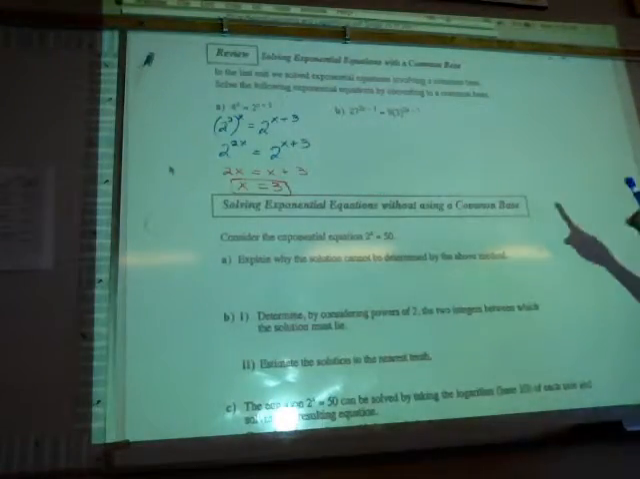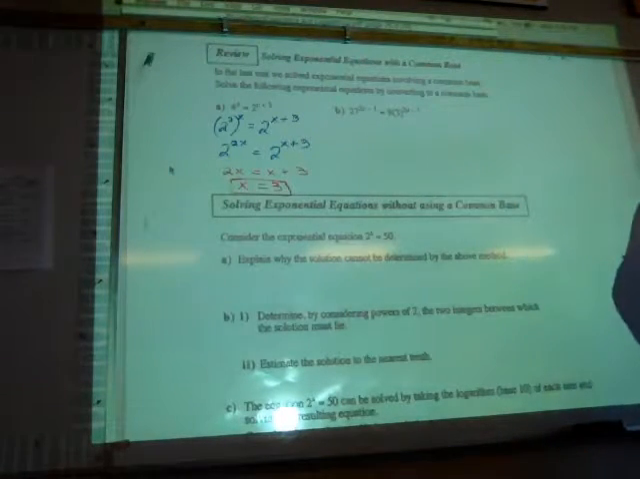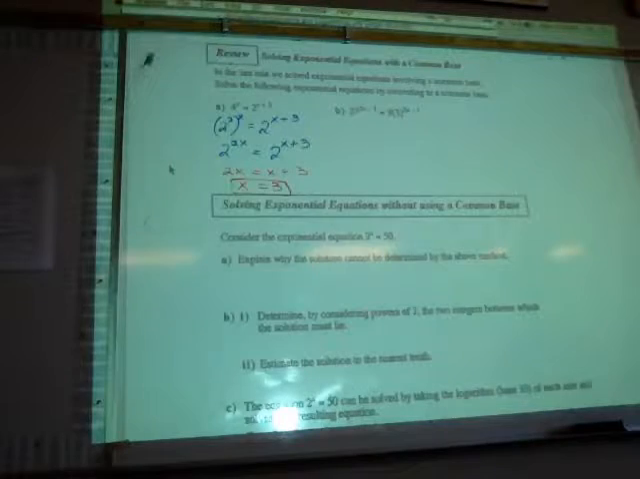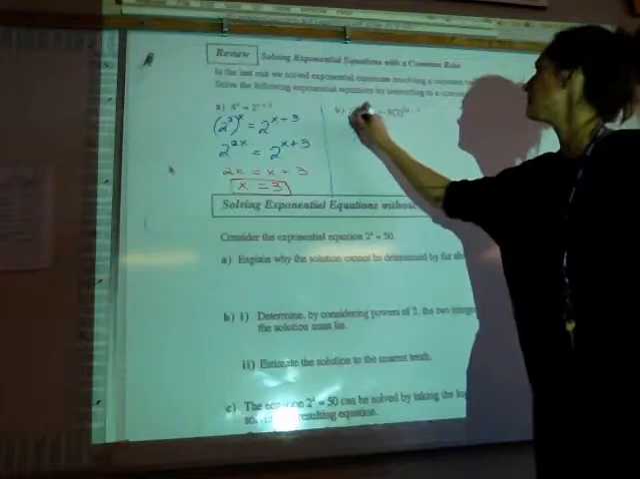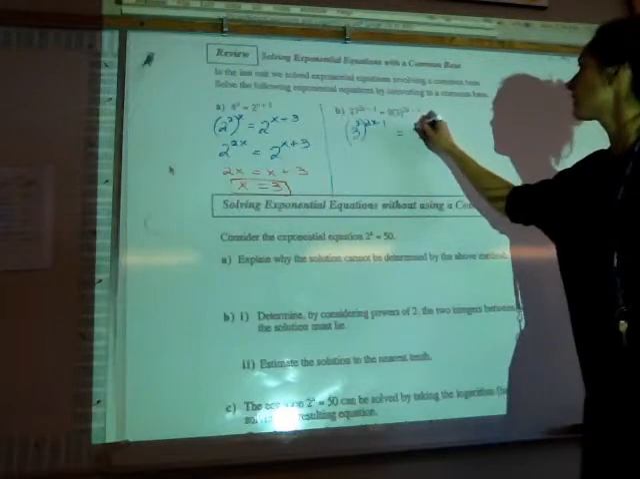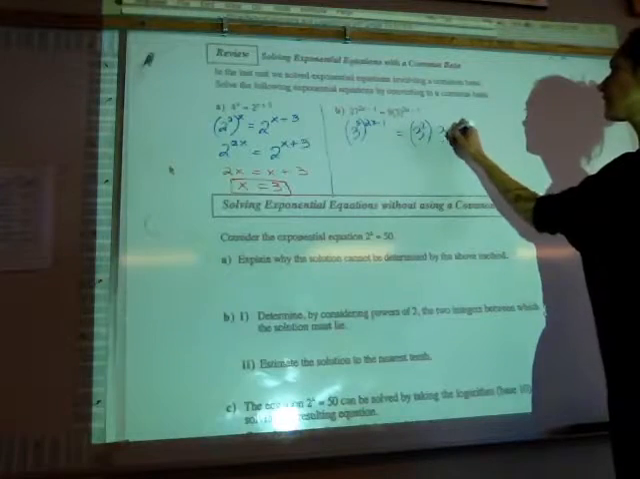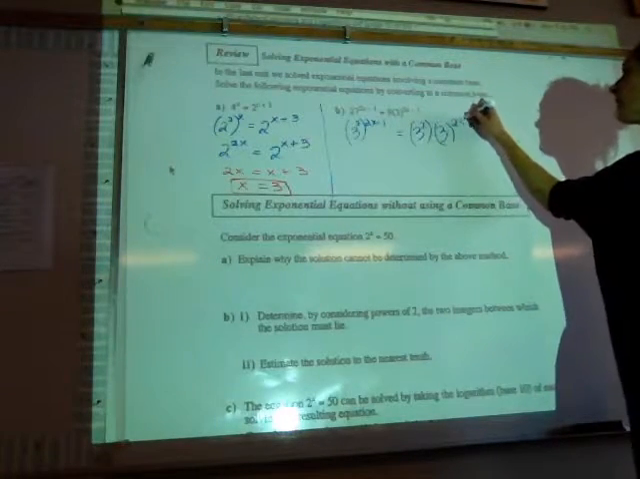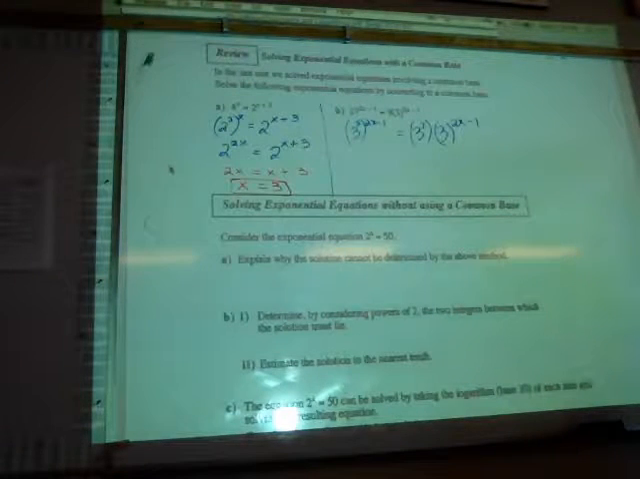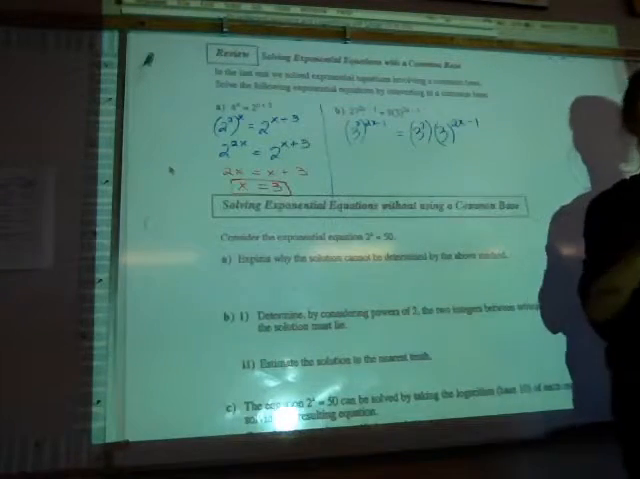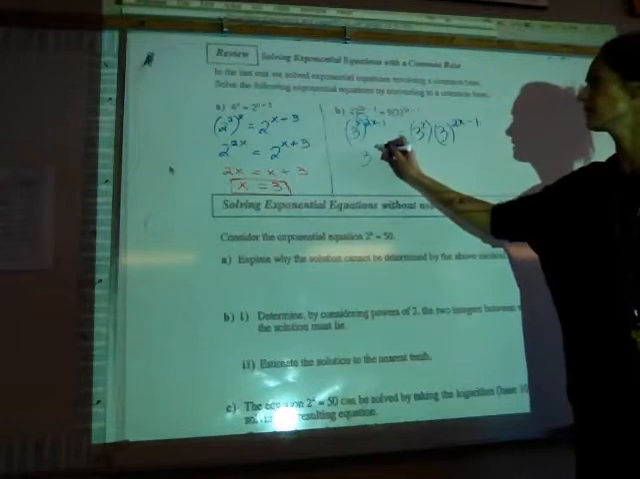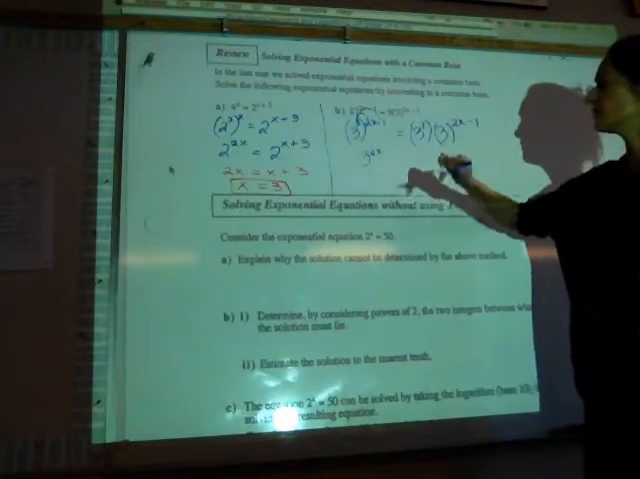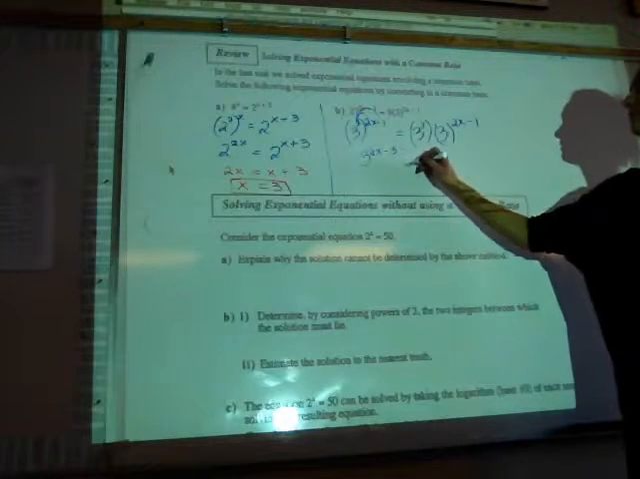Okay, part B, we have 27, 9, and 3 as our bases. We need a common base. What are we going to pick? 3. Good. So 3 to the power of 3 gives me 27. 3 to the power of 2 gives me 9. And 3 is just 3, and already has an exponent on it. For power of a power, we multiply the exponents. So for the left-hand side, we're going to have to multiply 3 times 2x, we get 6x. And 3 also by the negative 1, so we get negative 3 as our exponent.